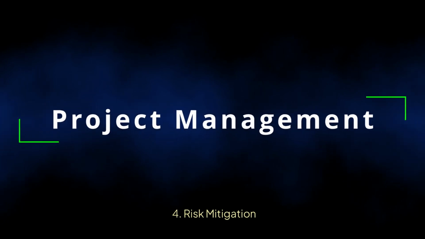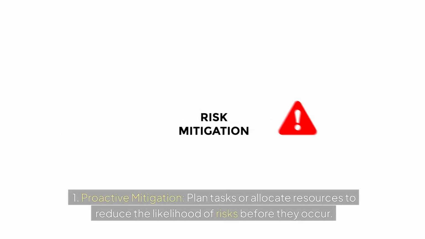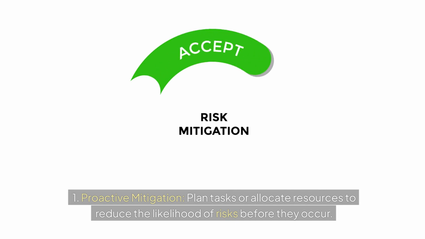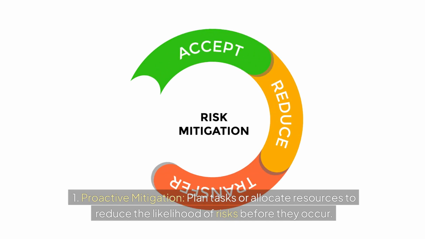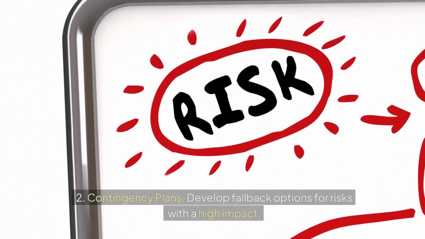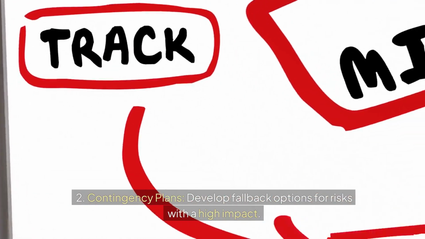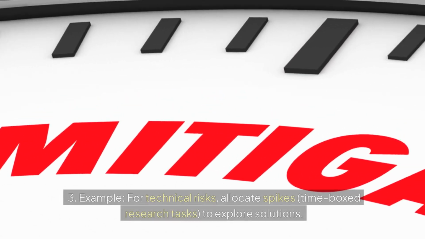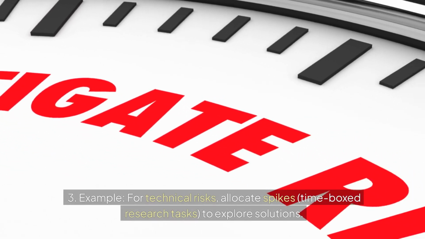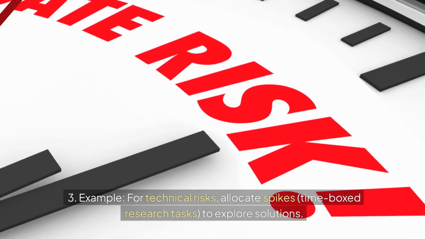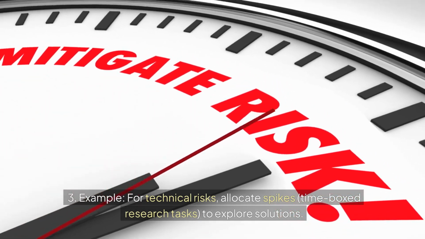4. Risk mitigation. 1. Proactive mitigation. Plan tasks or allocate resources to reduce the likelihood of risks before they occur. 2. Contingency plans. Develop fallback options for risks with a high impact. 3. Example. For technical risks, allocate spikes, time-boxed research tasks, to explore solutions.